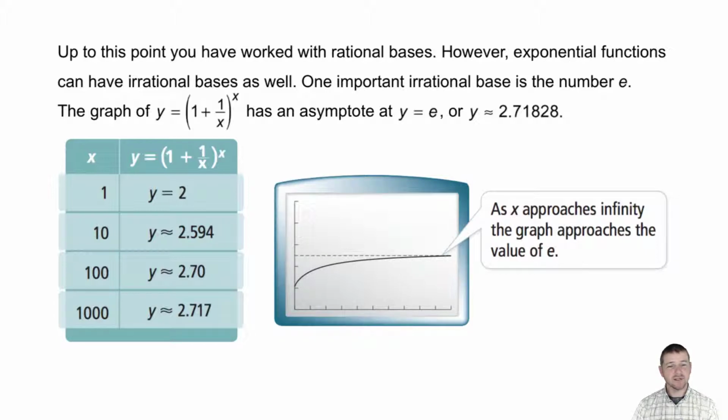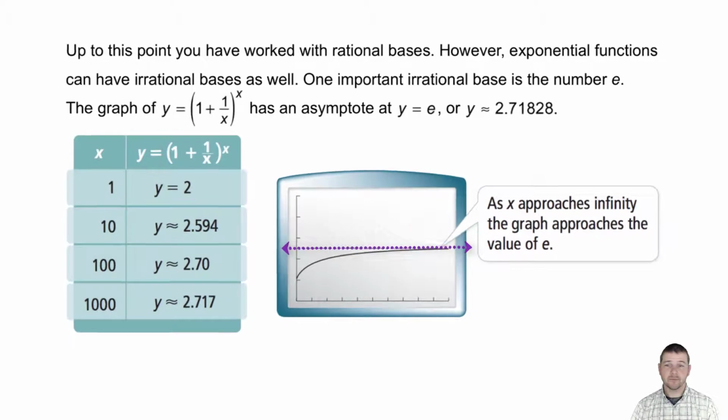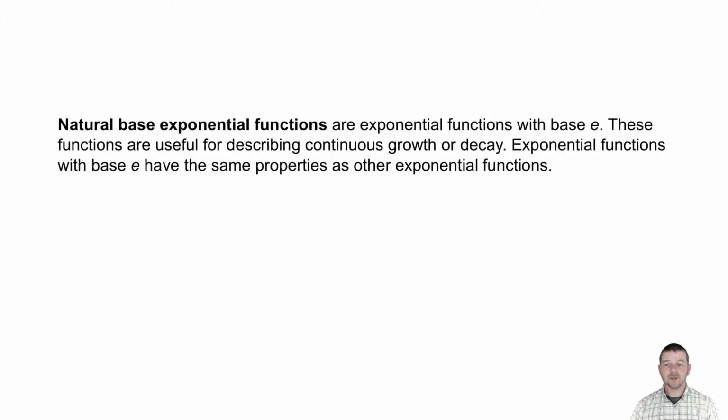As x approaches infinity, the graph approaches the value of e, represented by the horizontal asymptote drawn here at y equals e. Natural base exponential functions are exponential functions with base e. These functions are useful for describing continuous growth or decay. Exponential functions with base e have the same properties as other exponential functions.